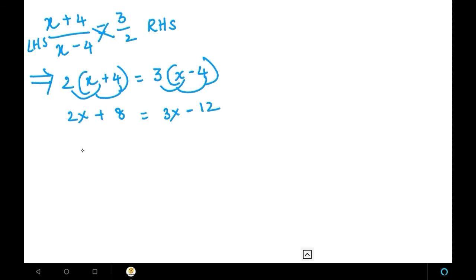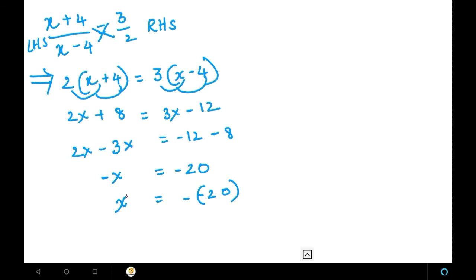Let's simplify this further. 2x. In RHS, it is plus 3x. When it goes to LHS, it will become minus 3x. Here minus 12. In our LHS, it is plus 8. When it goes to the other side, RHS, it will be minus 8. So 2x minus 3x will be minus x. Here minus 12 minus 8 will be minus 20. Minus x is equal to minus 20.